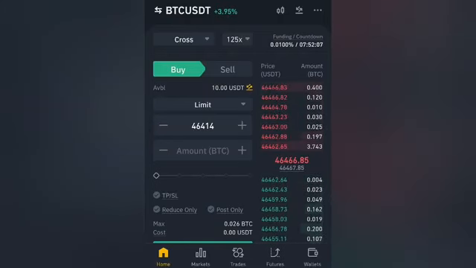Now you will have to click on sell. Now when you click on sell, the strategy here is short selling. When you use short selling, you are making money when the price of the asset is going down. I'm going to show you exactly how that works right now.